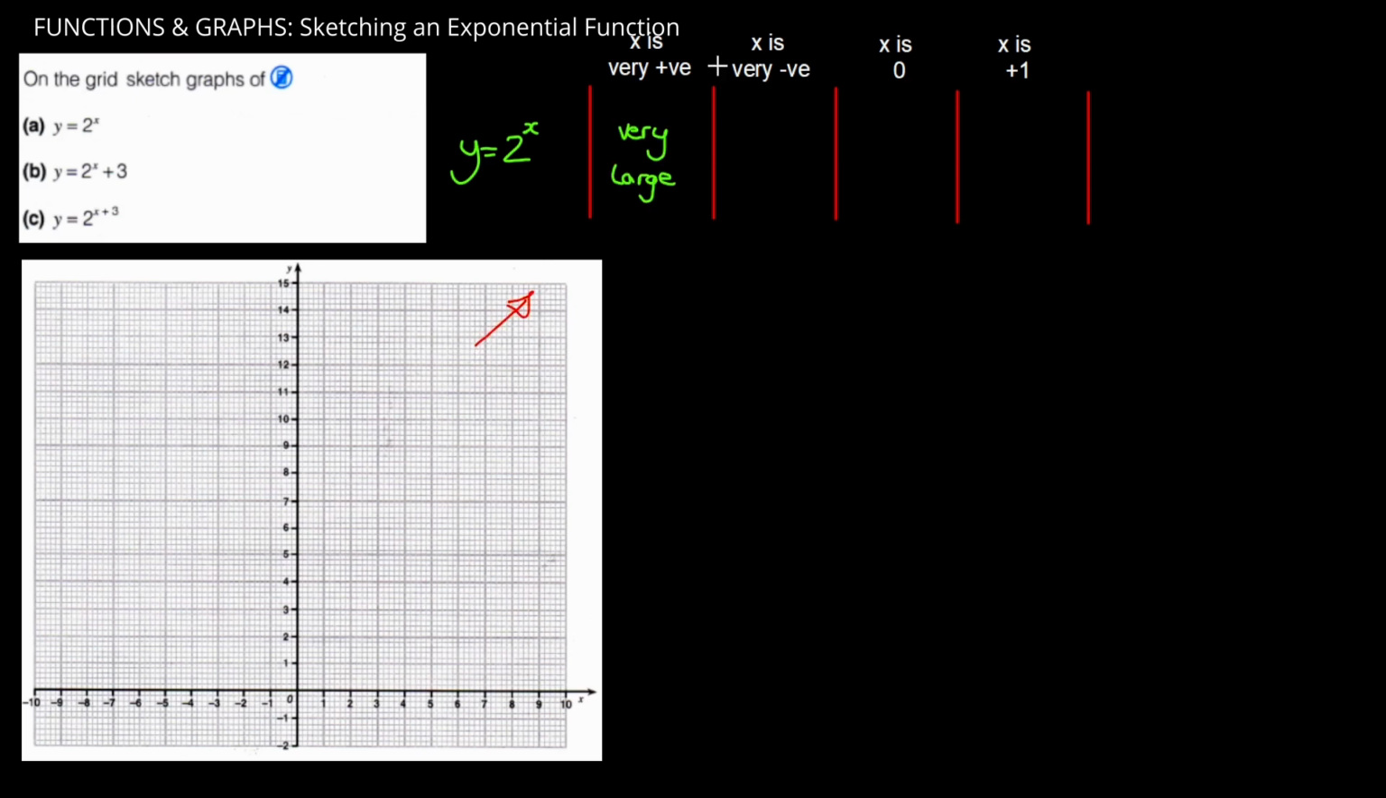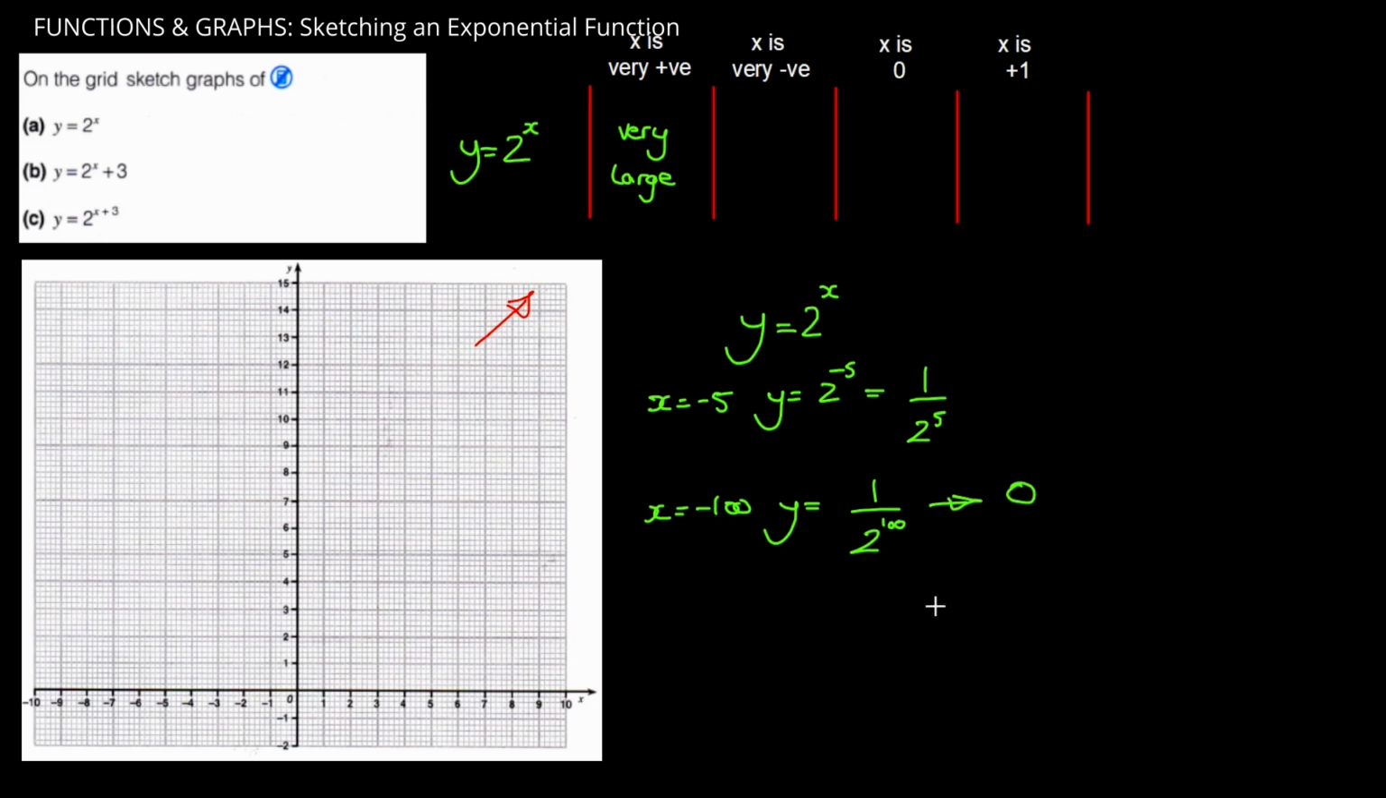So now let's think about when x is very large but negative. So there's our function again. So when x is equal to, let's say, negative 5, we get y is equal to 2 to the minus 5. Now, I don't want to repeat myself, but this is nothing to do with a negative number. What we've got is that this is equal to 1 over 2 to the 5. So if x is equal to, let's say, negative 100, y therefore is equal to 1 over 2 to the 100. So you can see as x gets increasingly negative, the value of y is heading towards, well, 0. So we know the curve is heading down there.